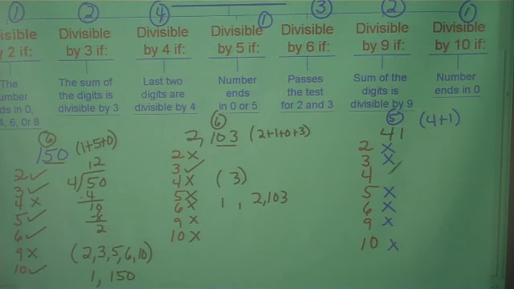4 cannot go into 41 evenly, so it fails the test for 4. Since 41 failed all of the divisibility tests, it is considered a prime number, which means the only factors that make up 41 are 1 and itself. And that is the difference between prime and composite numbers.